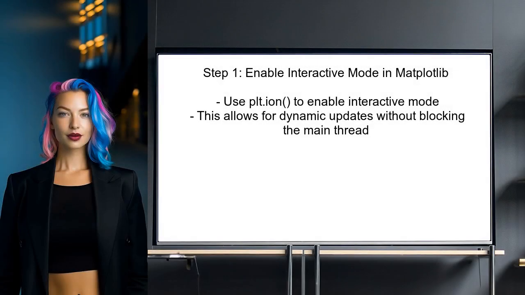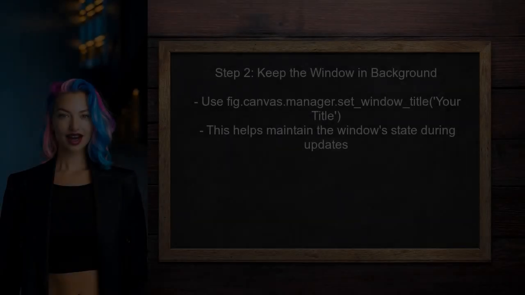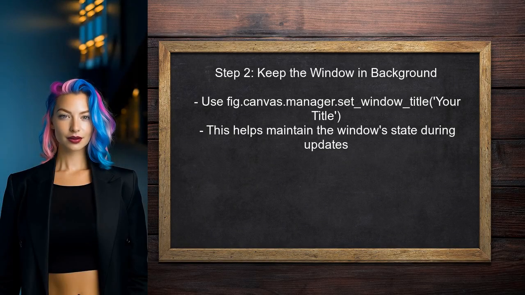To address the issue of the Matplotlib window popping to the front, the user can modify the behavior of the figure window. First, they should ensure that the interactive mode is enabled in Matplotlib. Next, the user should implement a method to update the plot without bringing the window to the foreground. This can be achieved by using the setWindowTitle method to keep the window in the background.